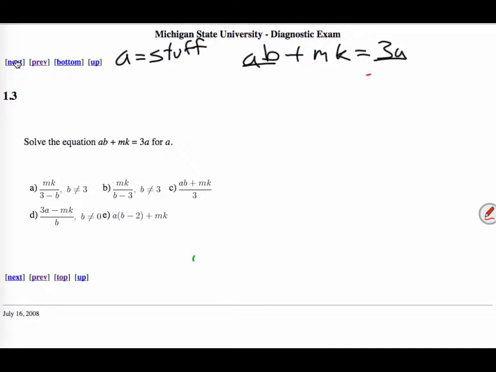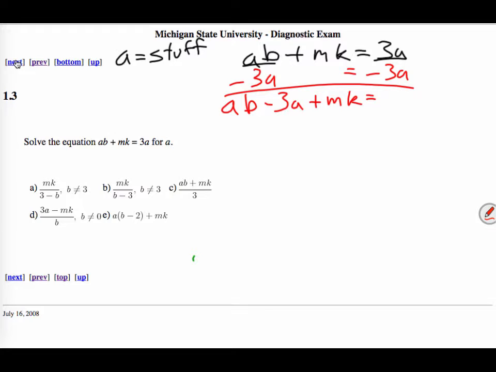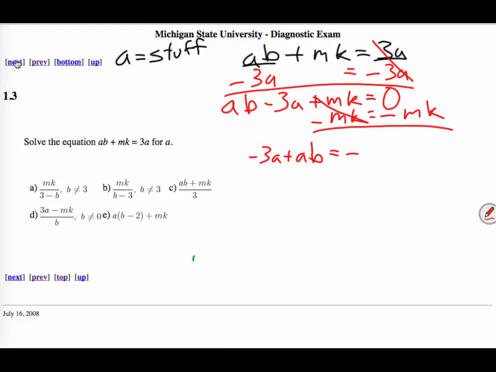So I'm going to subtract 3A from both sides so I can get them on the same side of the equal sign. So that'll give me AB minus 3A plus MK. 3A minus 3A is just 0. Now I'm going to minus MK. I want to move both the M and K to the other side because they don't have an A in them. That equals 0. So then you know what, I'm going to rearrange this. I'm going to say 3A plus AB is equal to negative MK.